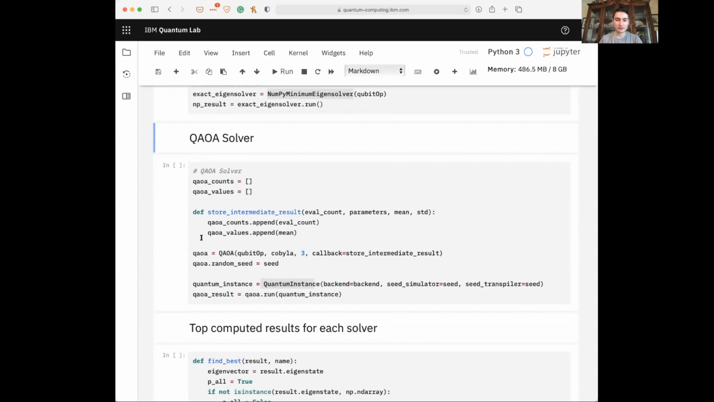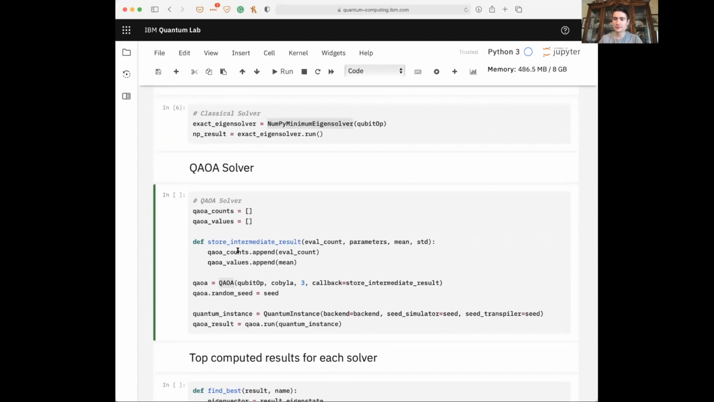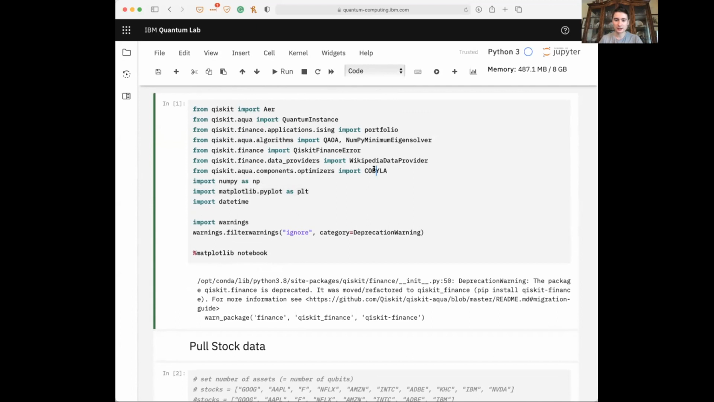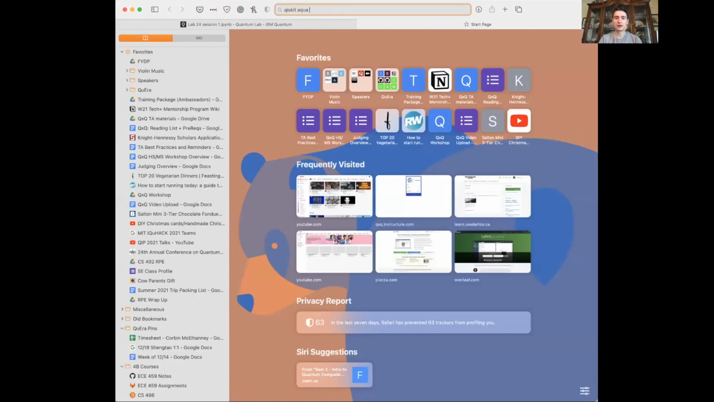And then for the QAOA solver, well, we can take a little bit more of a look at this. So we have some empty arrays here. We have this function store intermediate result, which is just going to append to those arrays. Doesn't seem too interesting yet. This seems important, right? QAOA, we're calling this QAOA function. Again, I don't know where this is coming from, so I'm going to go back up to the top and check for that. So if I look, here's COBYLA, so we know where that came from. Here's QAOA. Okay, so QAOA is coming from qiskit.aqua.algorithms. I'll go ahead and Google that. So I'll just do Qiskit Aqua QAOA.